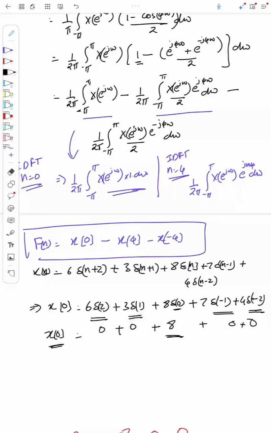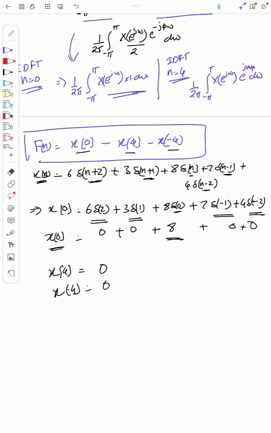Similarly, x(n) has a nonzero value only when a term within the brackets is equal to 0, and that happens only when n is equal to −2, −1, 0, 1 and 2. For any other value, that is when n is equal to 4, all these terms will be 0 because none of the terms within the brackets is equal to 0. So x(4) is 0 and x(−4) is 0. So what is f(n)? Substituting, f(n) will be equal to 8 − 0 − 0, which is equal to 8. So the answer is 8.